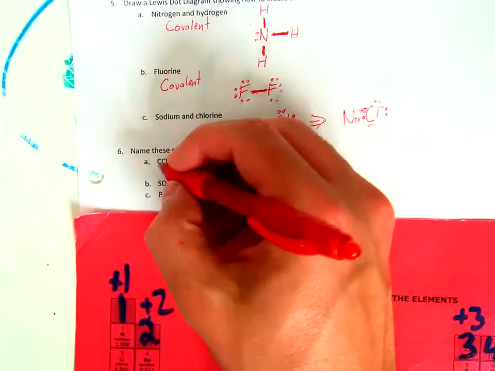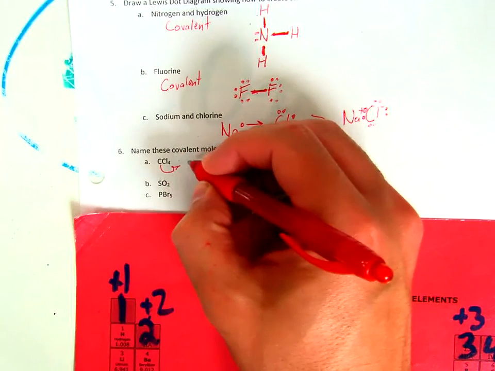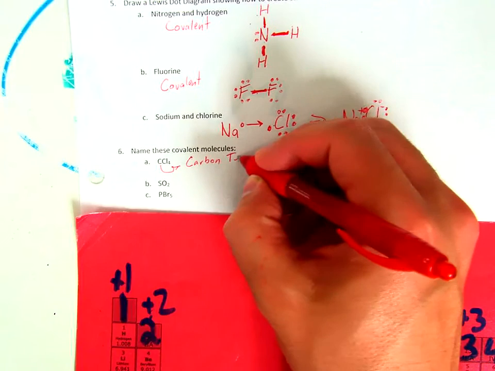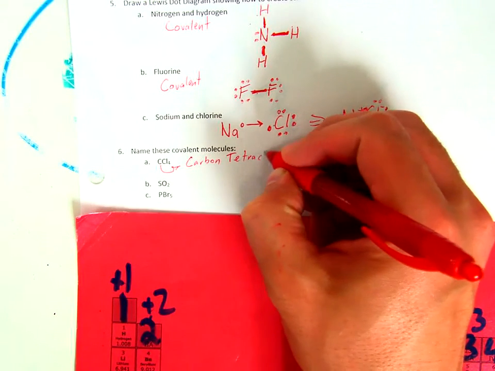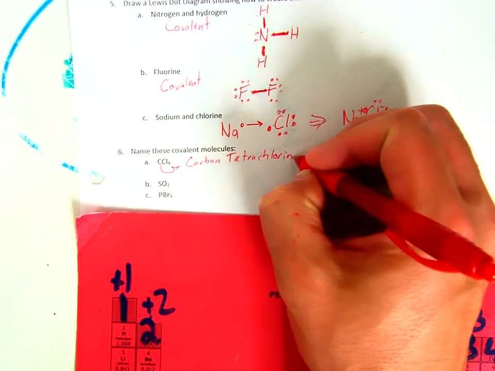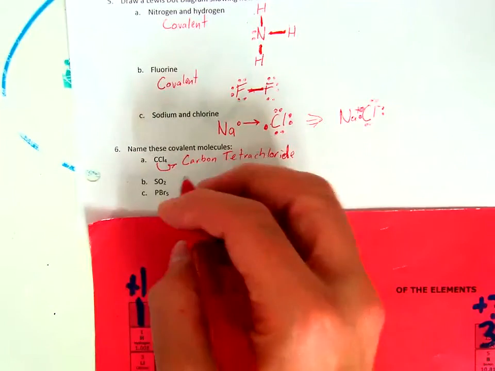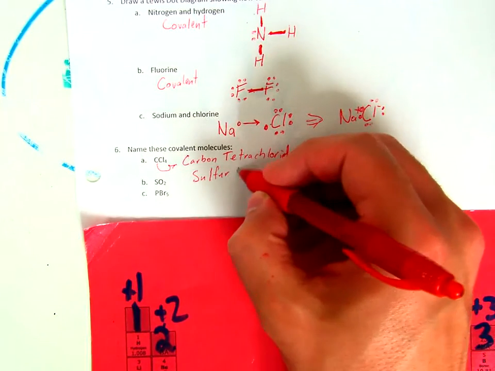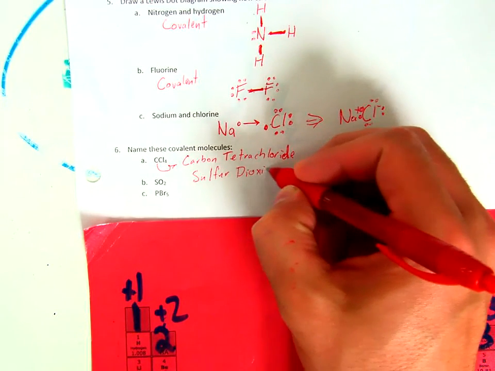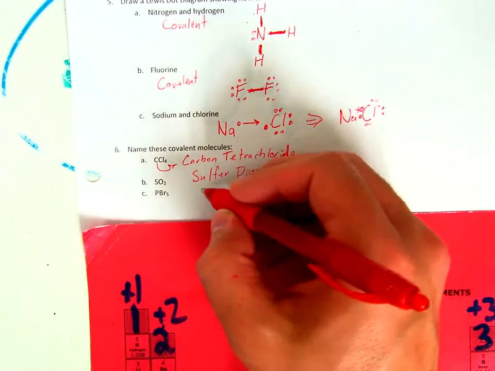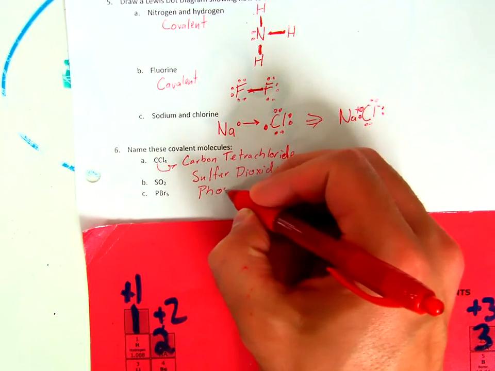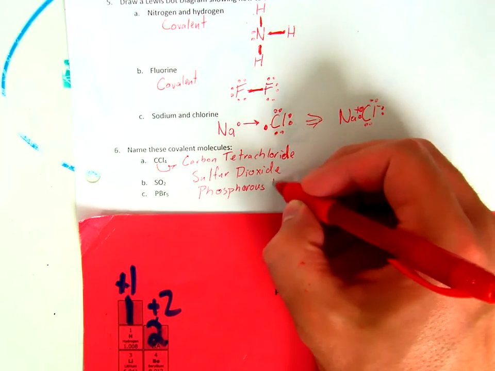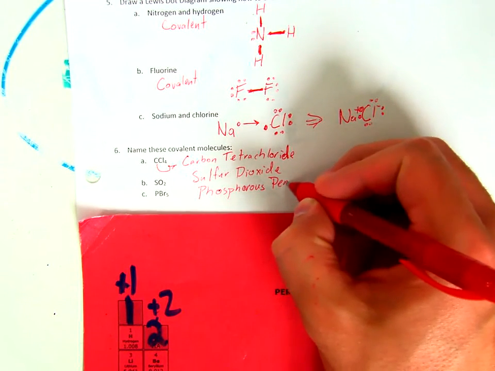Okay, naming these molecules. C is carbon. 4 is tetra. So this is carbon tetrachloride. S is sulfur. 2 oxygen is going to be dioxide. P is phosphorus. Br5 is going to be pentabromide.